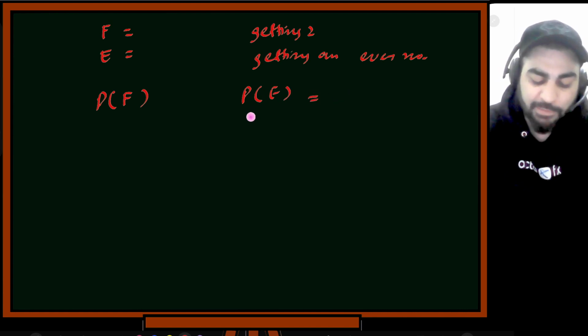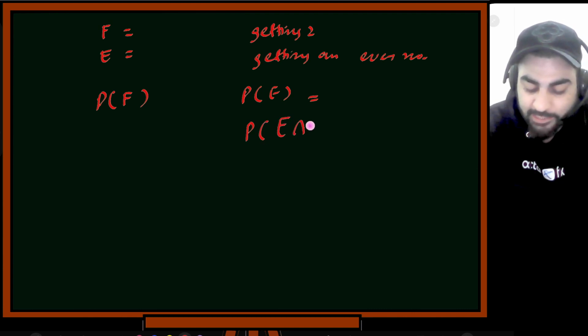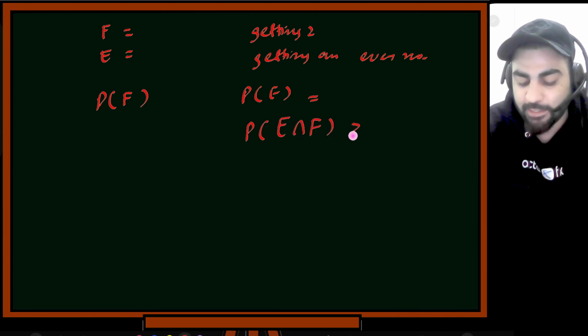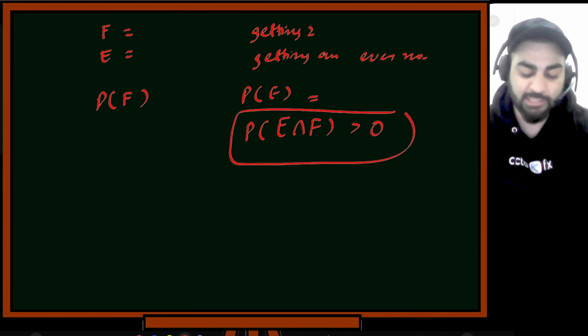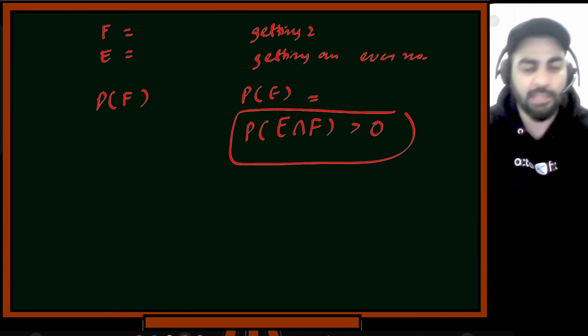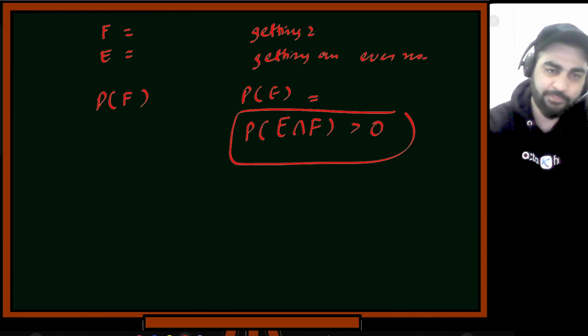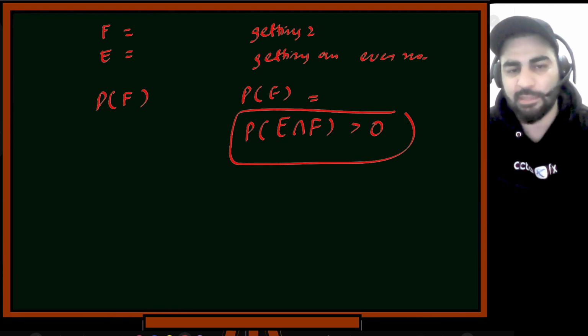So there should be some intersection. The probability of E intersection F should be some number greater than 0, I'll say. If it is equal to 0, that means there is no intersection. You can still apply conditional probability there, but taking the simplest case, we assume that there is some intersection. These are not mutually exclusive events, so these are not disjoint sets.